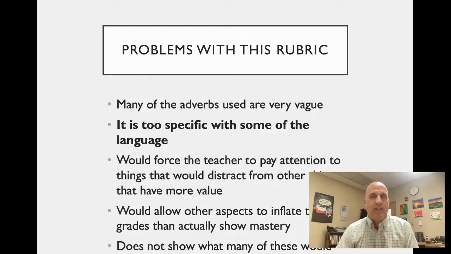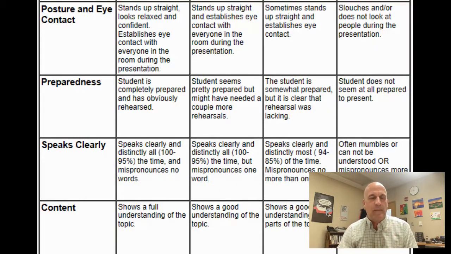The second part is that then they go to the other extreme and they're too specific with some of their language. In other words, the adverbs are very vague. Then they kind of go the other route when you look at speaking clearly. It says speaks clearly and distinctly all, 100 to 95% of the time. 3 is that they speak clearly and distinctly the same, but they mispronounce one word.